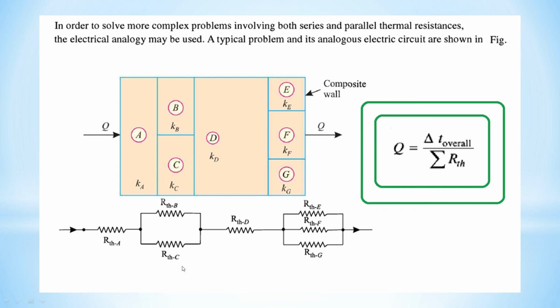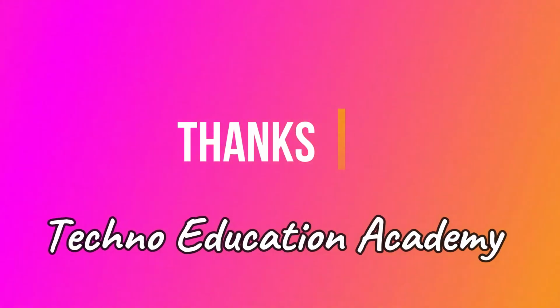So by using the equations for series and parallel connection, as we know from electrical circuits, if the resistances are in series, then we can find the equivalent resistance R equals R1 plus R2. Same if it is in parallel, then 1 upon R equals 1 upon R1 plus 1 upon R2.